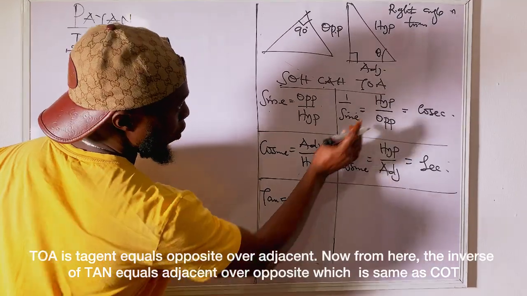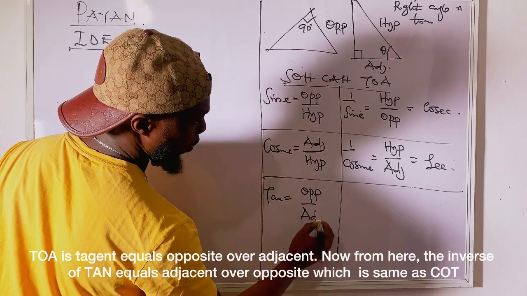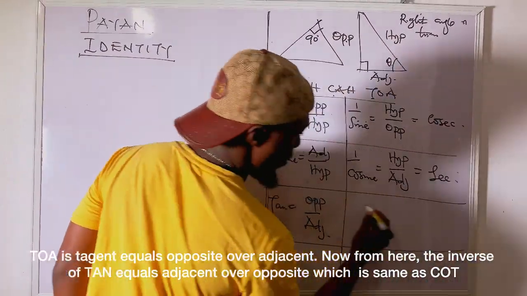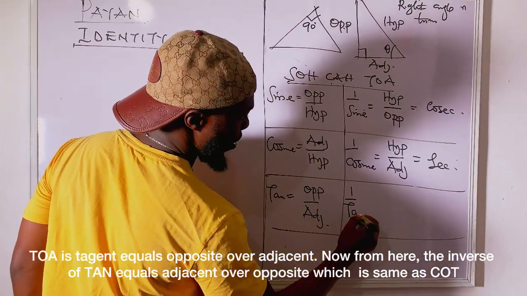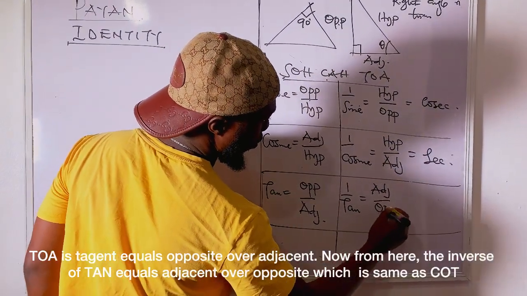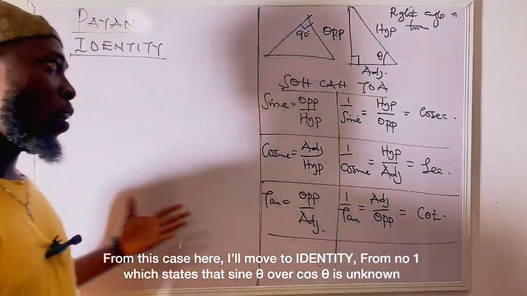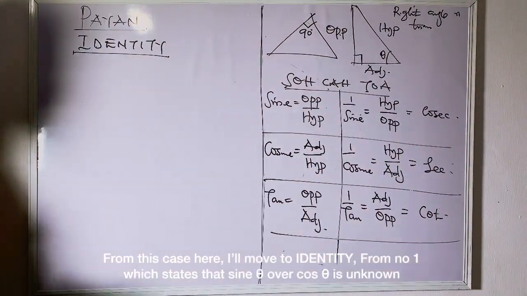Tan is what? Tangent is opposite over adjacent. Now the inverse of tan equals adjacent over opposite, same as having cot. From this, I'll move towards my identities mainly.